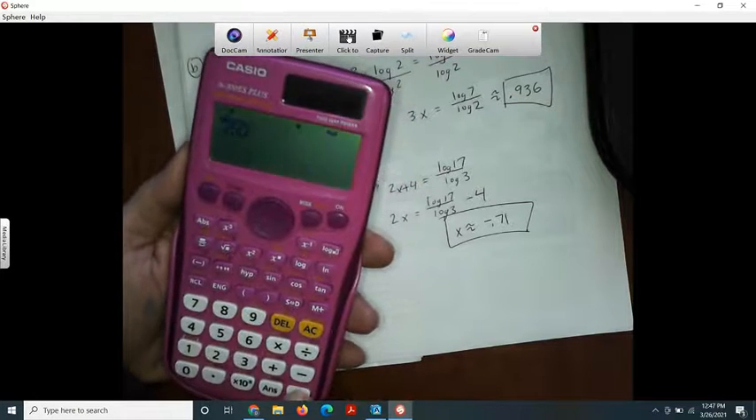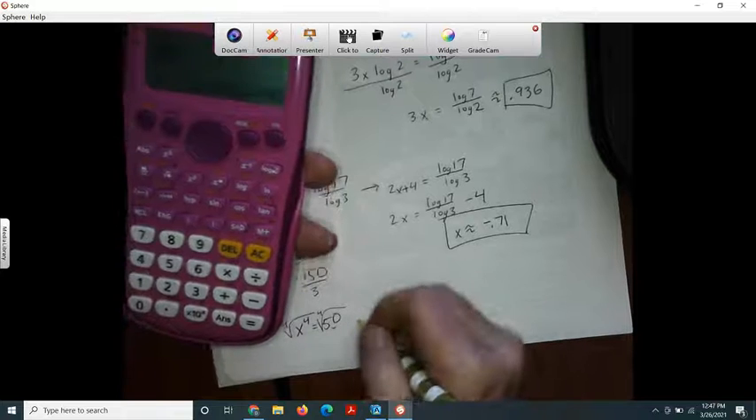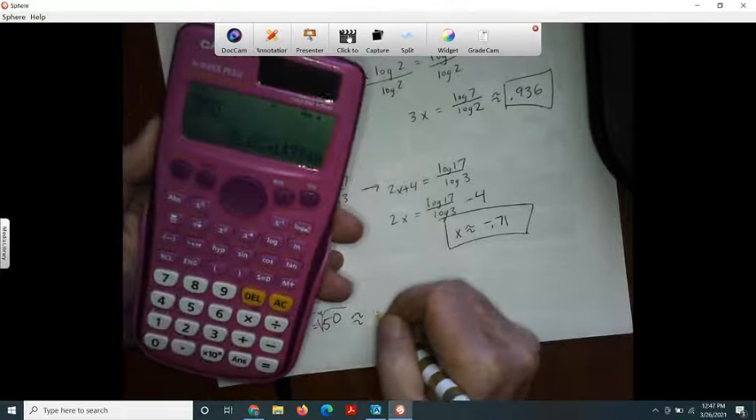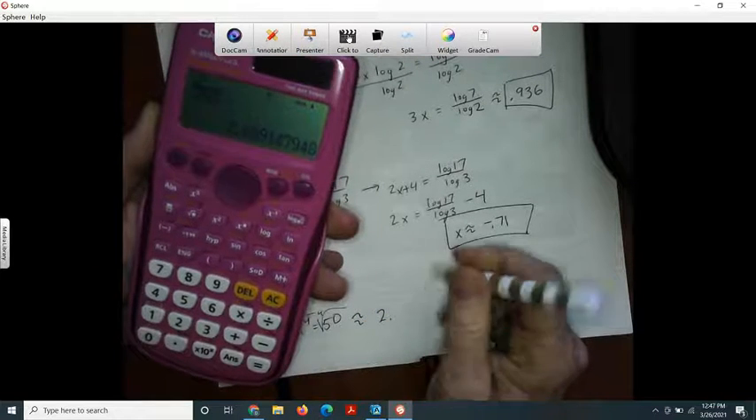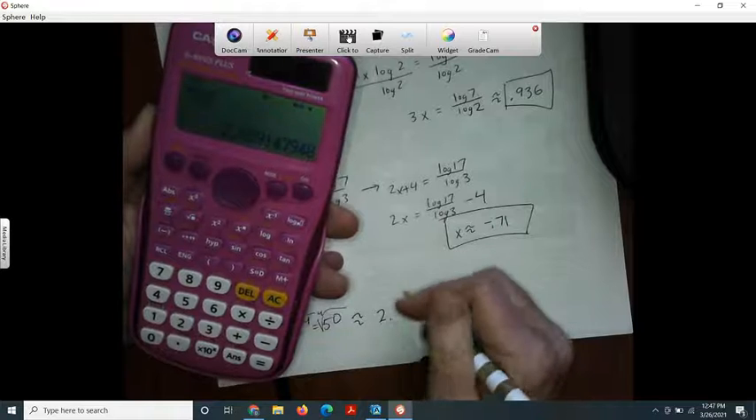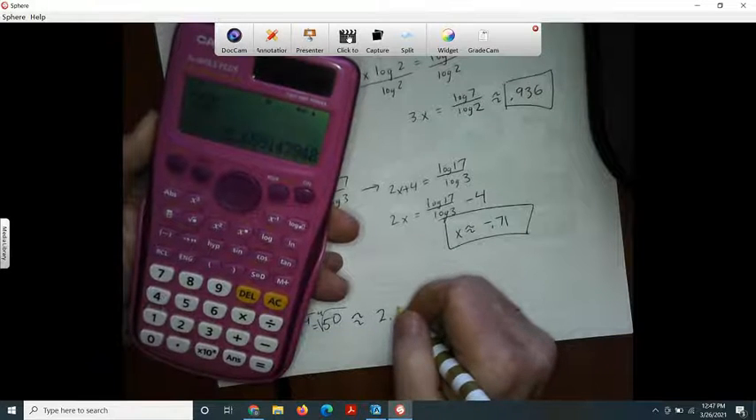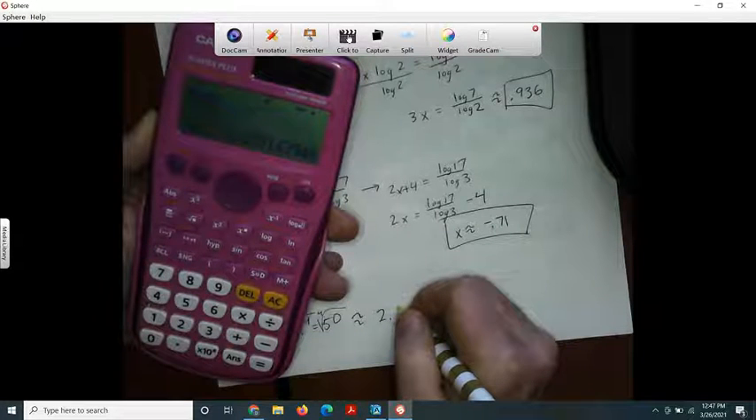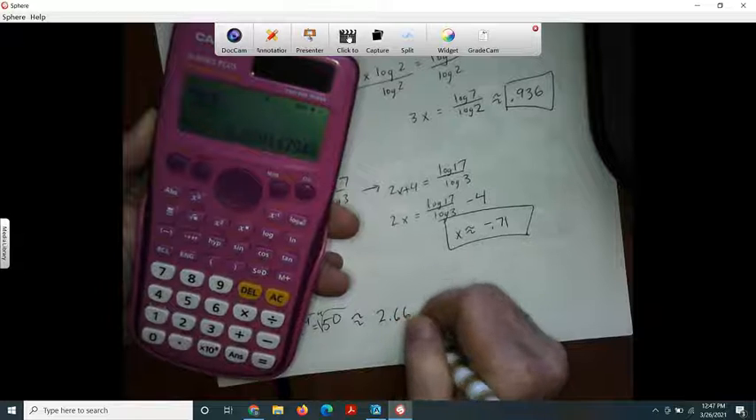Now you might not have the same keys on your calculator, so maybe you have to raise 50 to the 0.25 power. That would also work. 0.65, so 0.66 and around. Something like that.